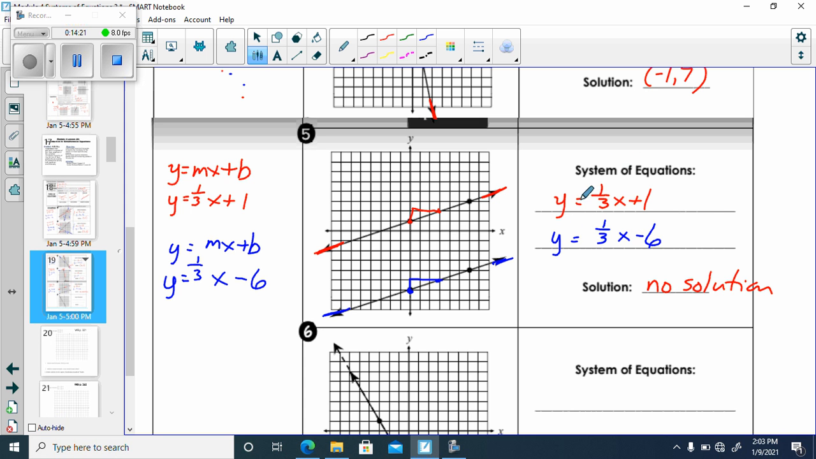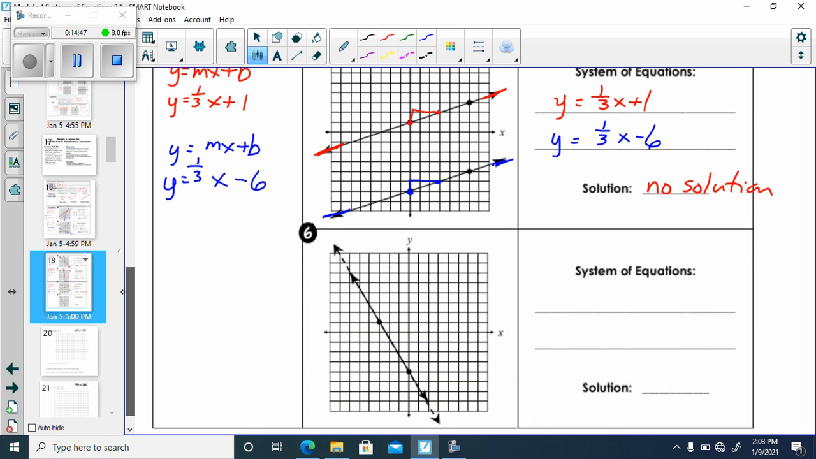Notice, when there's no solution, they have the same slope, don't they? Parallel lines have the same slope. They just have a different y-intercept. If they're parallel, they have the same slope. Both of them are 1/3. They just have a different y-intercept. That means no solution. So if you're just looking at an equation and they both have the same slope, you know they're never going to intersect. There is no solution.